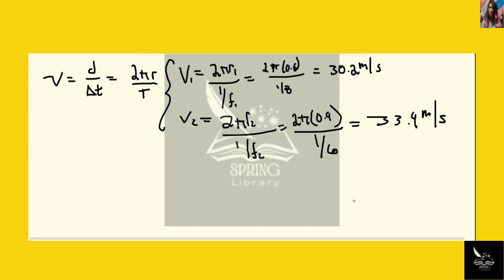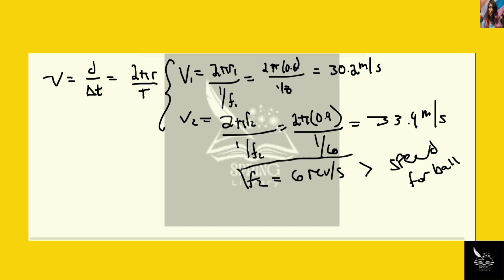Okay? And from this, you can see that frequency 2 gives 6 revolutions per second greater speed for the ball. Excellent. Okay, so we'll leave that box. That's our first answer.